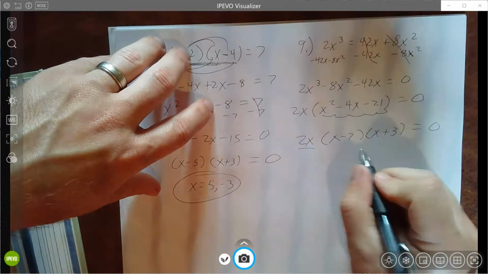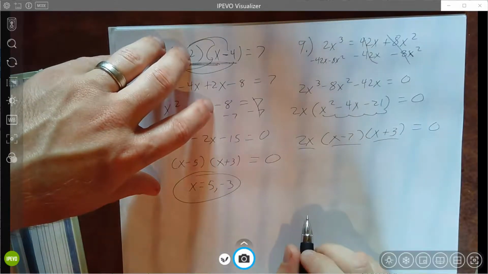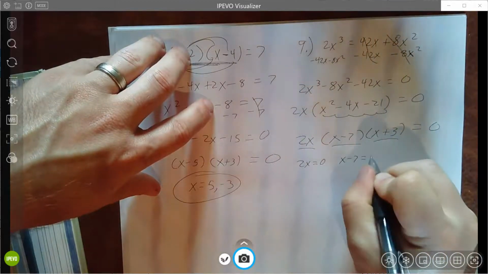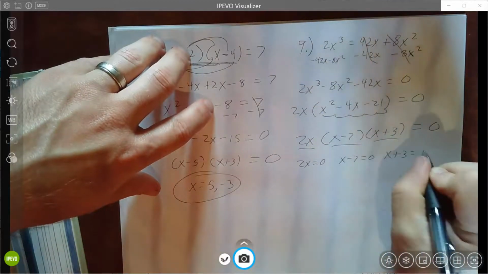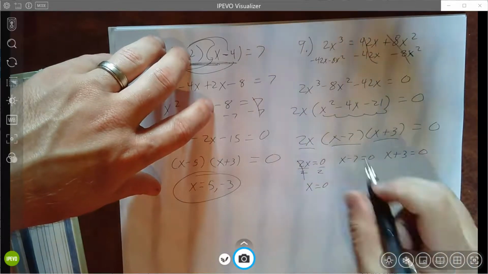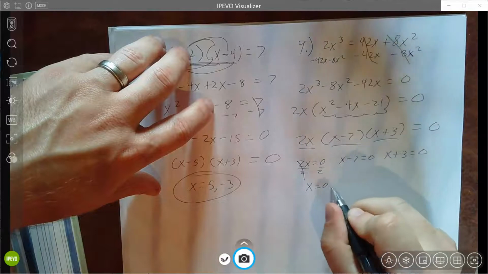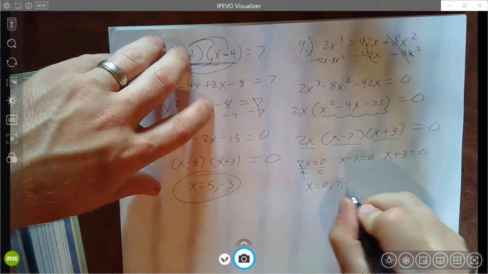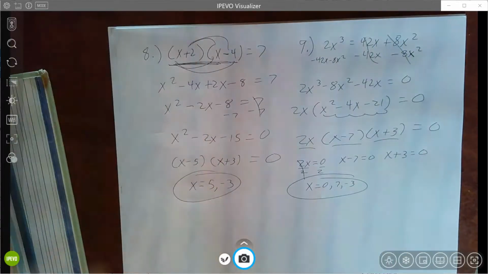So set this and this and this all equal to 0. 2x equals 0, x minus 7 equals 0, x plus 3 equals 0. Here I need to divide by 2, but 0 divided by 2 is just 0. Here I add 7, I get 7. So I'm just going to put a comma 7, and if I subtract this, I get negative 3. So here are all three of my answers: 0, 7, and negative 3. Alright, let's see. What else can we do here?